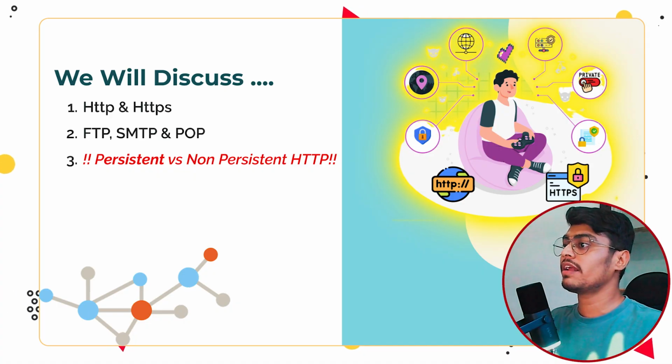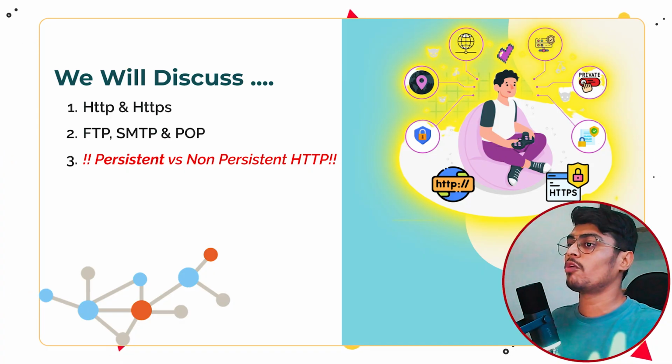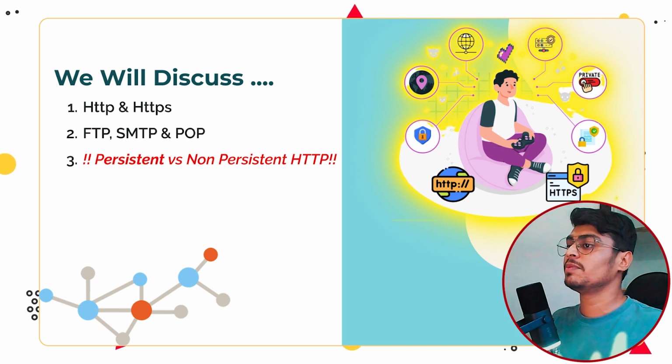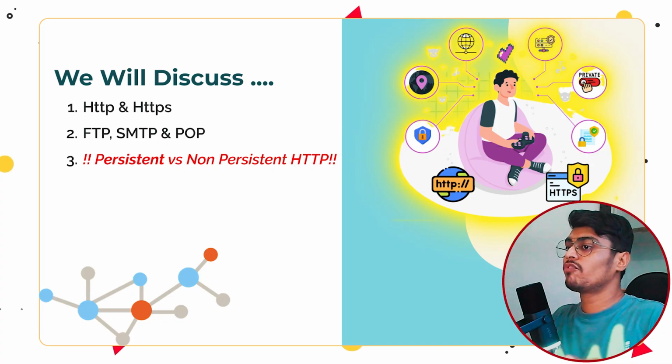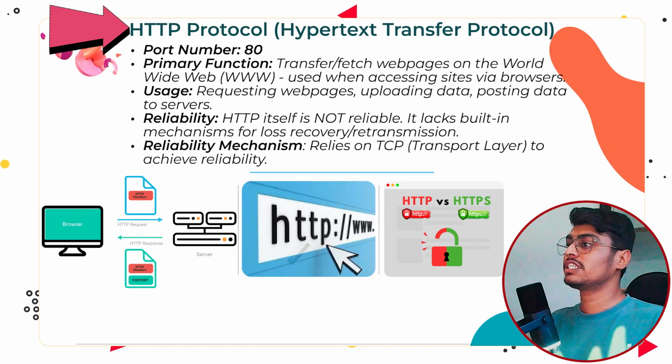Usually, the application layer has many protocols, thousands of protocols. But if we talk about it especially from a competitive exam point of view, one of the most important is DNS, HTTP protocol. Other than that, there are FTP protocol, SMTP, and POP protocol. These are majorly important from a competitive exam point of view. So first, let's talk about HTTP protocol.